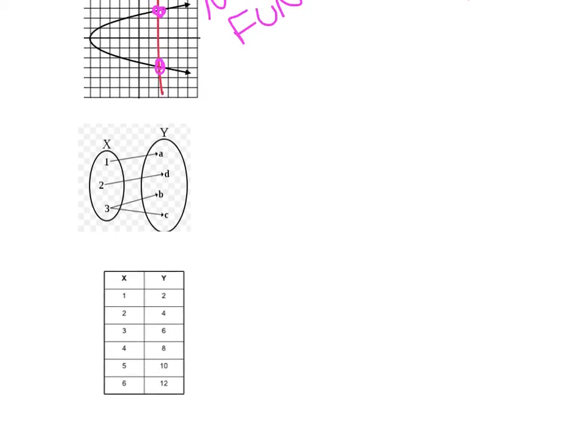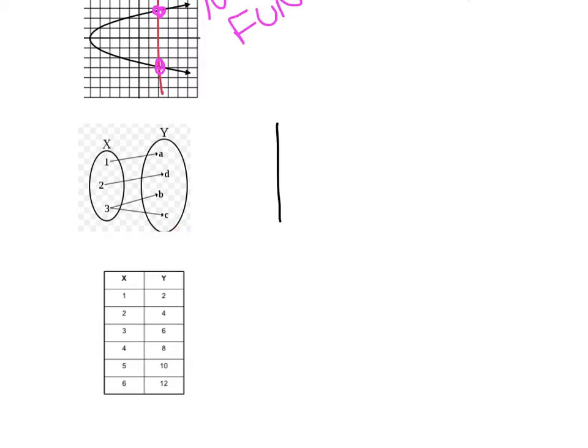Now we can do the same thing with a mapping. We saw earlier mappings can and cannot be functions. So you just have to say to yourself, does each input have one output? Well, 1 goes to A, one input, one output. 2 goes to D, one input has one output. 3 goes to B, and 3 goes to C. Well, this input has 2 outputs, so that's not a function.